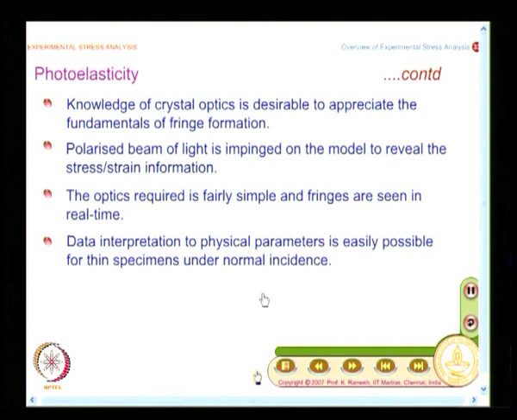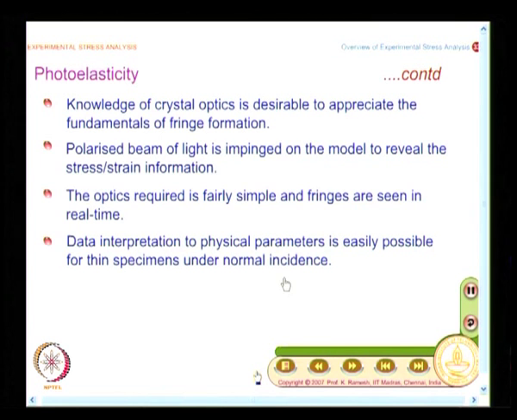And data interpretation to physical parameters is easily possible for thin specimens, and the key point here is under normal incidence. So, that you will have to keep in mind. If you are having a curved object, then what you need to do is, you must immerse it in a liquid which has the same refractive index as that, and ensure that you have normal incidence.